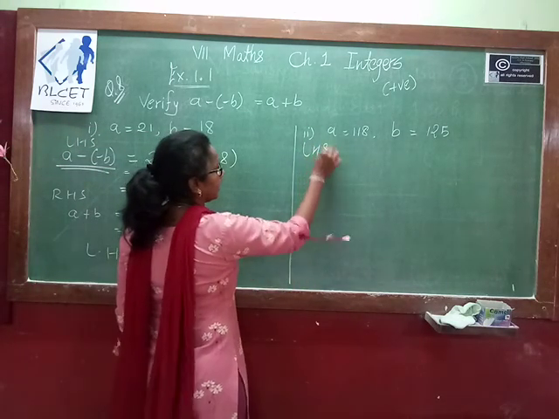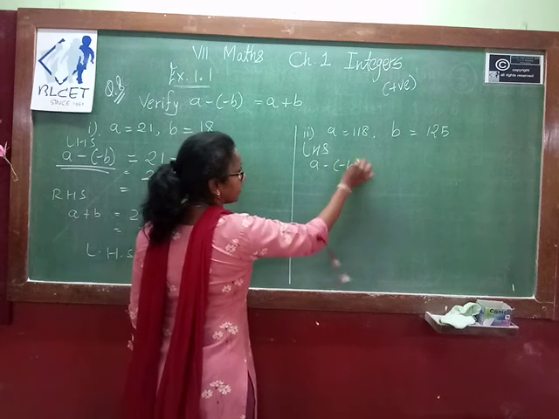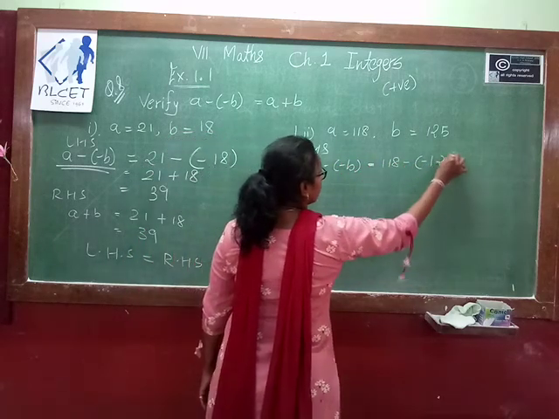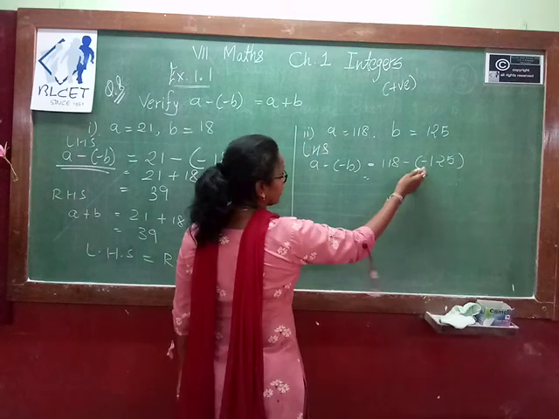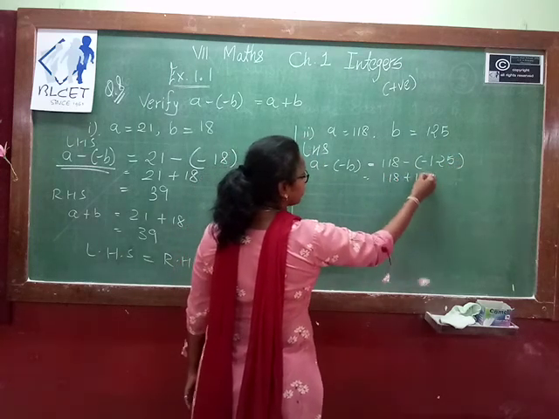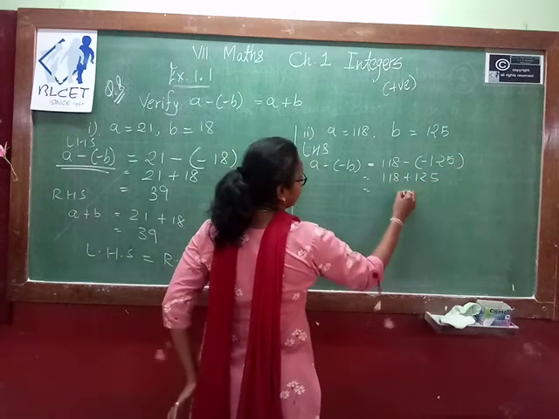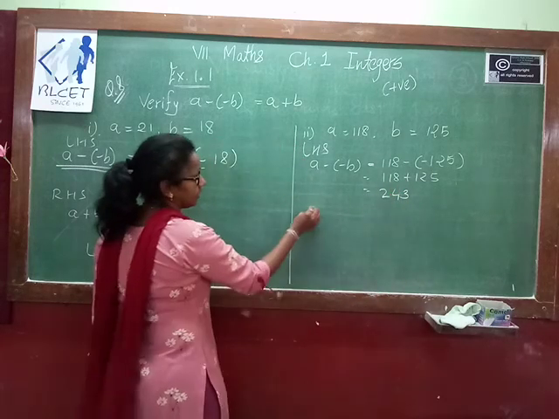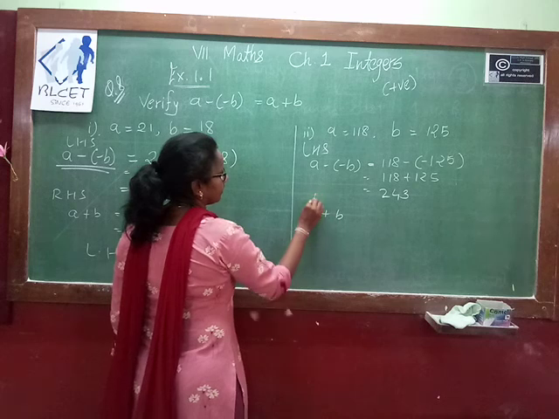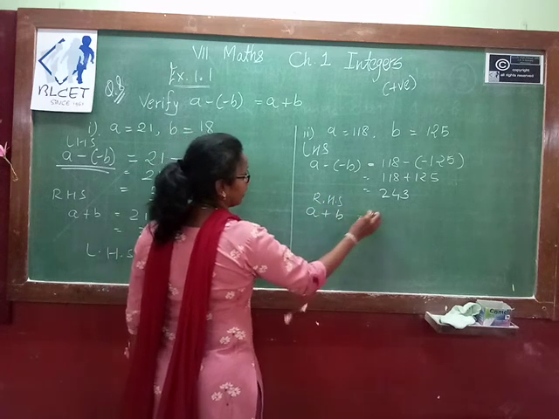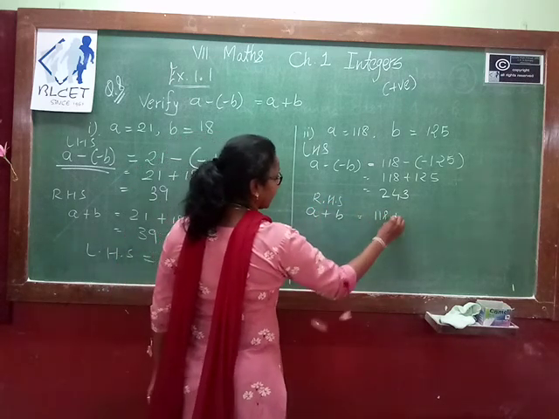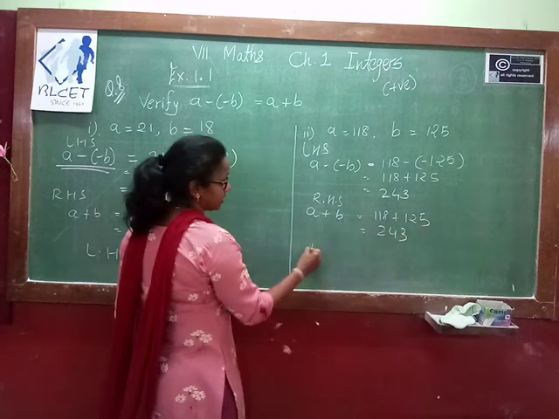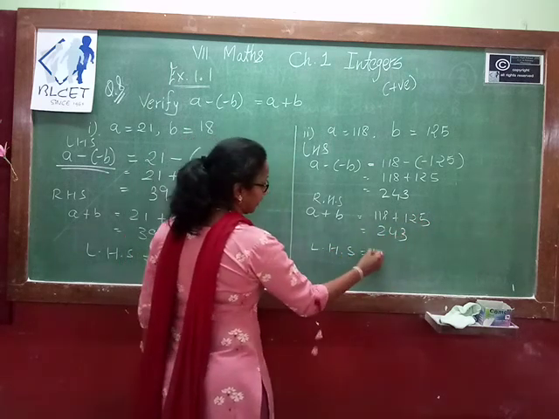So here it is the LHS A minus of minus B, which is equal to 118 minus of minus 125, which is equal to, this minus becomes plus, 8 plus 5 is 13, 2 plus 1 is 3, plus 1 is 4, 1 is 243 is the answer. And RHS A plus B is equal to 118 plus 125, which is equal to 243. So what we can say, LHS is equal to RHS.